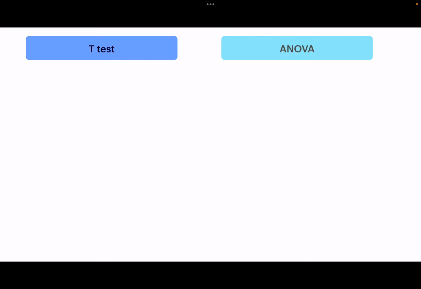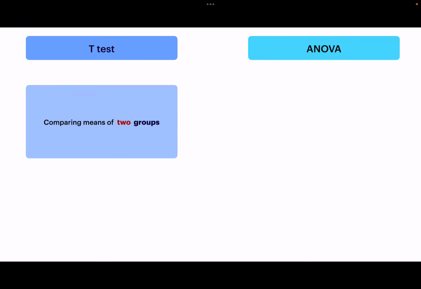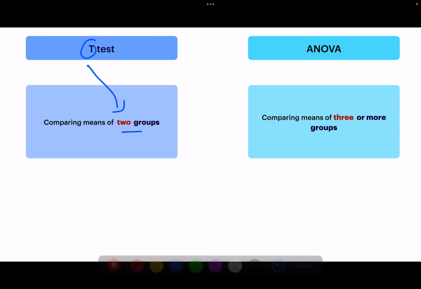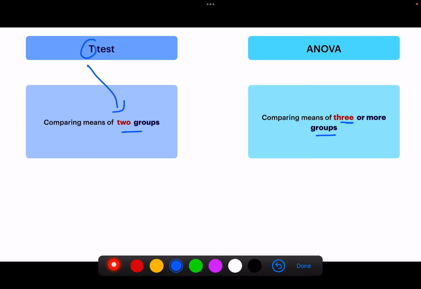About the t-test and ANOVA. With the t-test, we compare means of two groups. We have two groups which have numerical data. Two groups means two sets of data. And with ANOVA, we compare three or more groups, more than two. We have numerical data. We use the t-test for comparing only two groups, and ANOVA when we compare three or more.